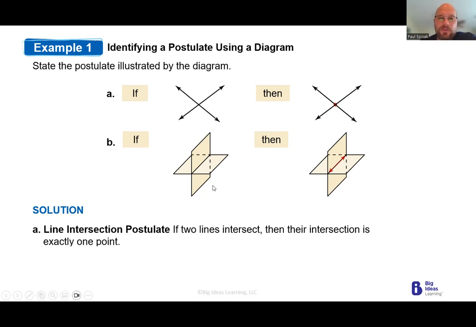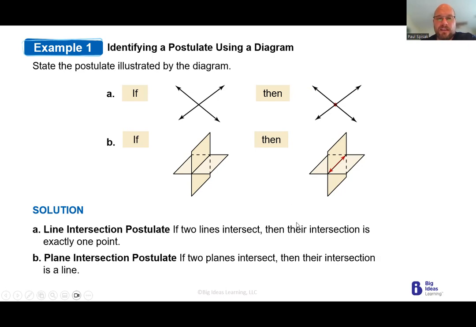The second one, we have 2 planes intersecting, and then it says then, and it shows a line. So if 2 planes intersect, then their intersection is a line. And that's plane intersection postulate. Again, these names aren't rocket science. They're pretty straightforward. What happened? We had 2 lines intersecting. So what's the postulate? Line intersection postulate. We had 2 planes intersecting. What's the postulate? Plane intersection postulate. Again, they make them pretty generic and easy to understand. Even if you forget the names of it, you could almost guess at some of these.